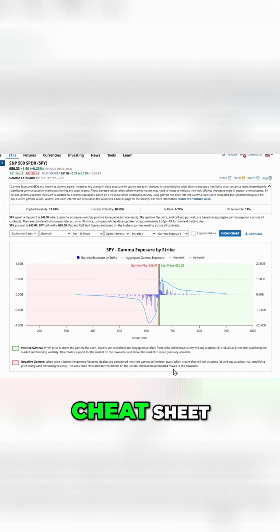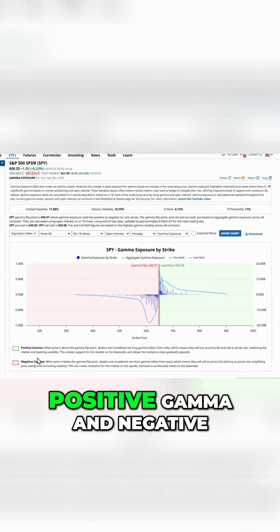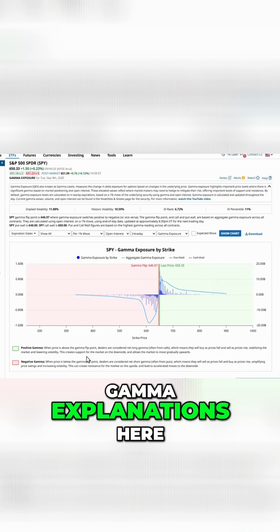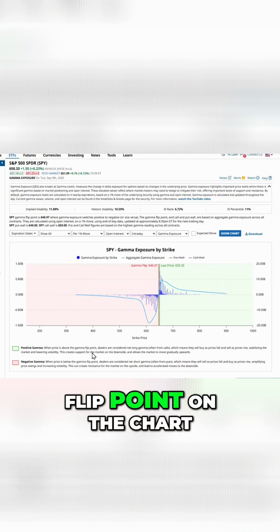So a nice little cheat sheet. If you ever forget, we've got our little positive gamma and negative gamma explanations here, and we've got our flip point on the chart.